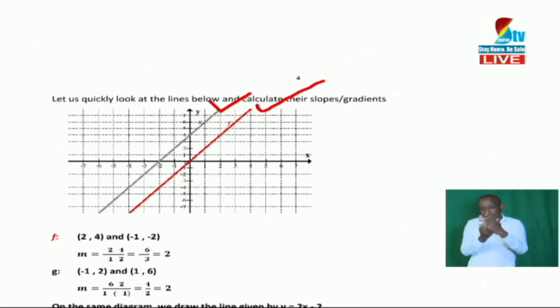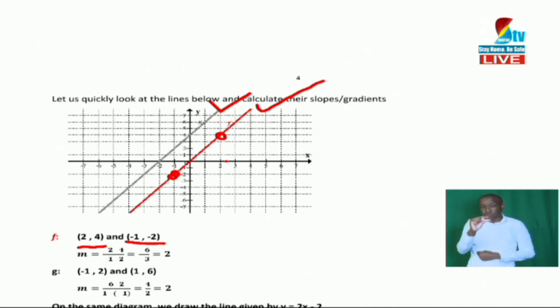Let us pick 2 points on line F. For instance, here we have (2,4). You can see it is on the line. The next point that we are going to pick is (-1,-2), which happens to be right over there. We want to calculate the gradient.